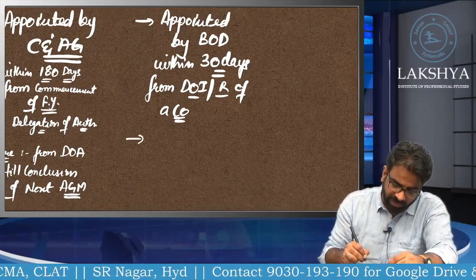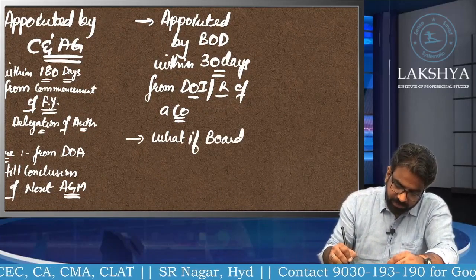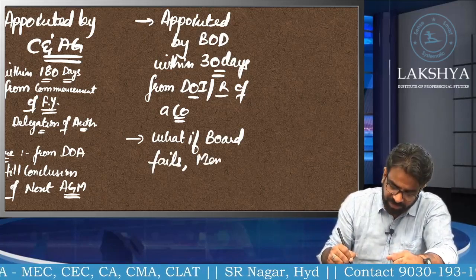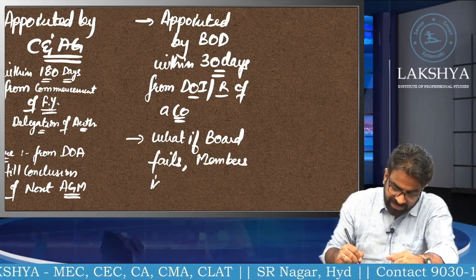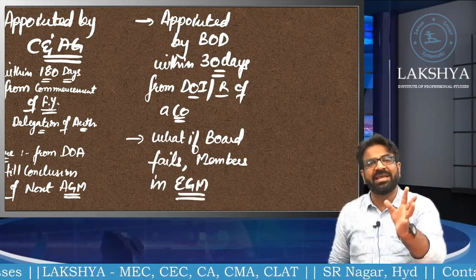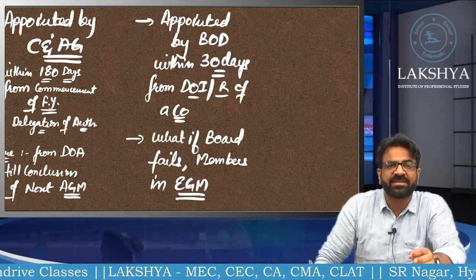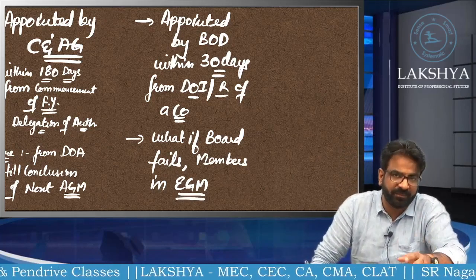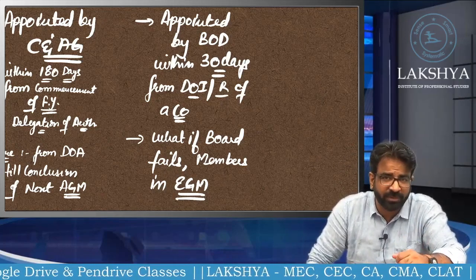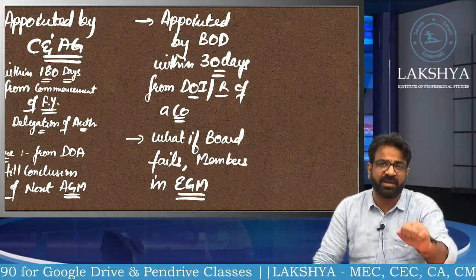Next one. Sir, what if the board fails? Obviously, if the board fails, who will come up in the picture? Members, in an EGM. Members will conduct an EGM, not an AGM. Quickly tell me, what is EGM? Extraordinary general body meeting. Now, has the first financial year concluded yet? No. So that's why how can the AGM come? AGM comes after the financial year.